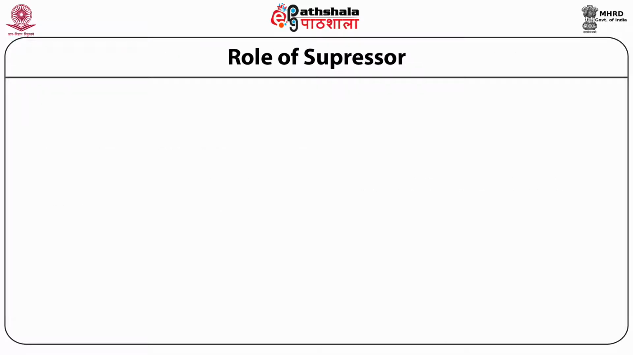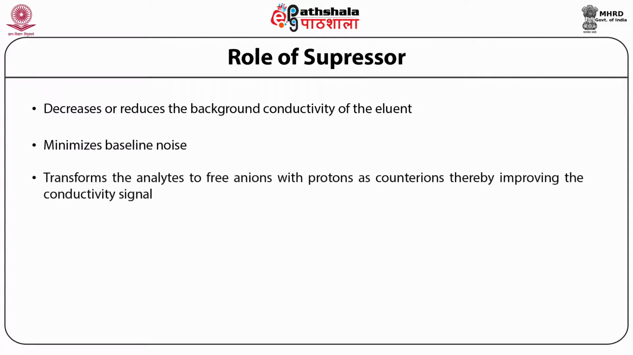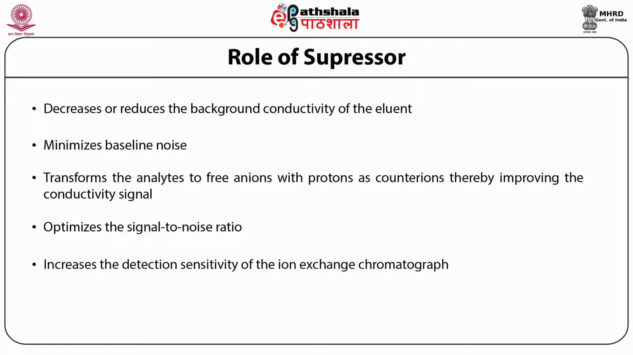As discussed earlier, we can now describe the role of suppressor: first, decreasing or reducing the background conductivity of the eluent. Second, minimizing the baseline noise. Third, transforming the analytes to free ions with protons as counter ions, thereby improving the conductivity signal. Next, optimizing the signal to noise ratio. And last but not the least, increasing the detection sensitivity of the ion exchange chromatograph.